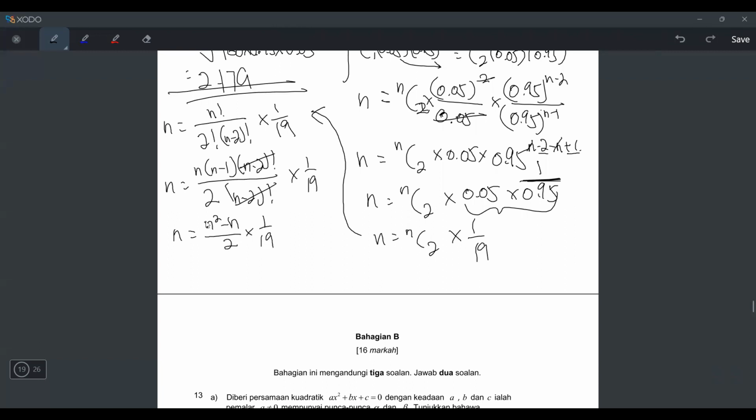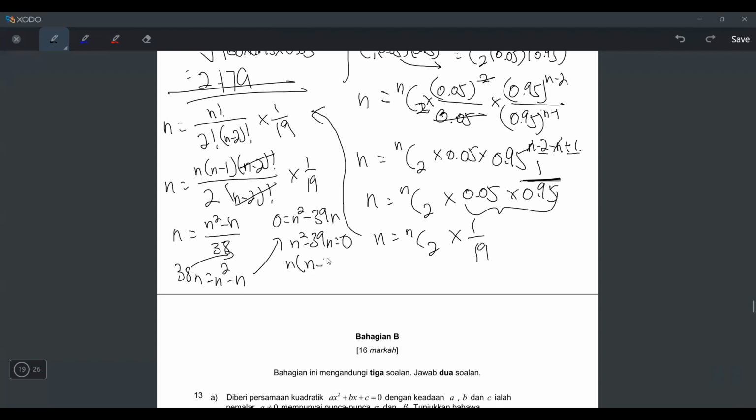But we all know this one is top times top, bottom times bottom. So when I times 1, nothing happens on top. But 2 times 19, this will be 38. So like this. And then you will end up with 38n equals to n square minus n. And then you end up with quadratic n square minus n minus 38n, move there, become minus 38n. So negative n minus 38n, I think is negative 39n. Yeah. And then it will be n square minus 39n equals 0.